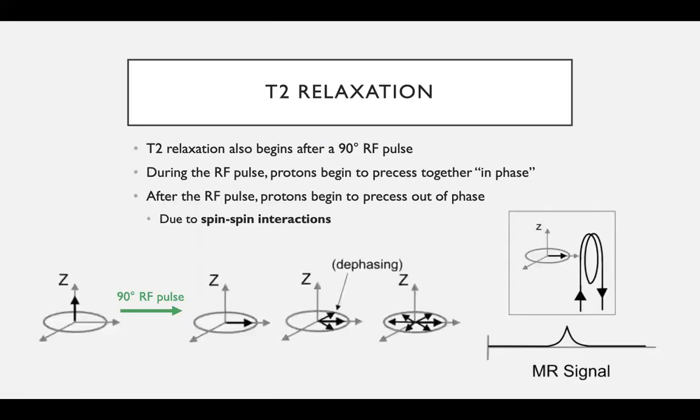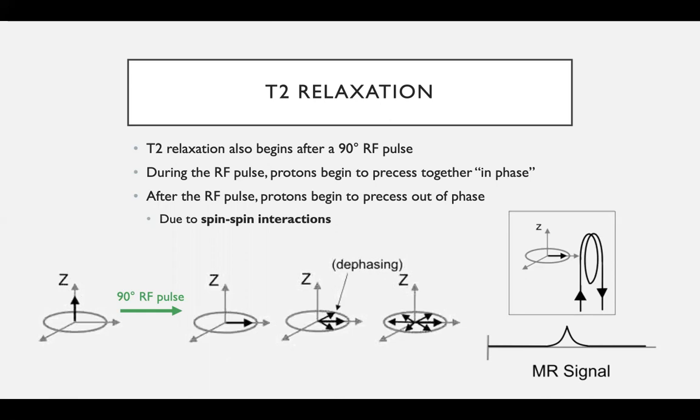Now, T2 relaxation starts also with a 90-degree RF pulse. So here's our normal resting state. We give the hydrogen protons a 90-degree RF pulse. So this is exactly where we were with T1. Now, when you give energy by an RF pulse, all the protons begin to precess together in phase.